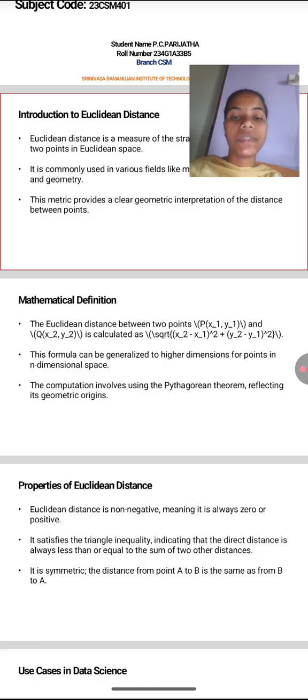This formula can be generalized to higher dimensions for points in n-dimensional space. If there is a three-dimensional space, another coordinate is added. So that is the square root of (x2 minus x1) whole square plus (y2 minus y1) whole square plus (z2 minus z1) whole square. The computation involves using the Pythagoras theorem, reflecting its geometric origin. Euclidean distance is calculated based on the Pythagoras theorem. The Pythagoras theorem is used in trigonometry, that is, hypotenuse square equals side square plus side square. This formula is called the Pythagoras theorem.